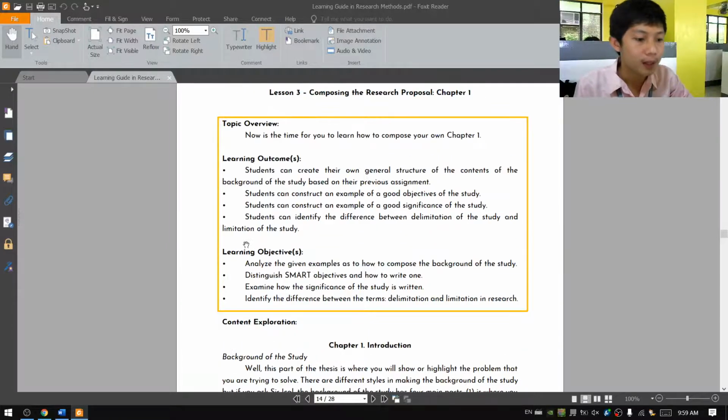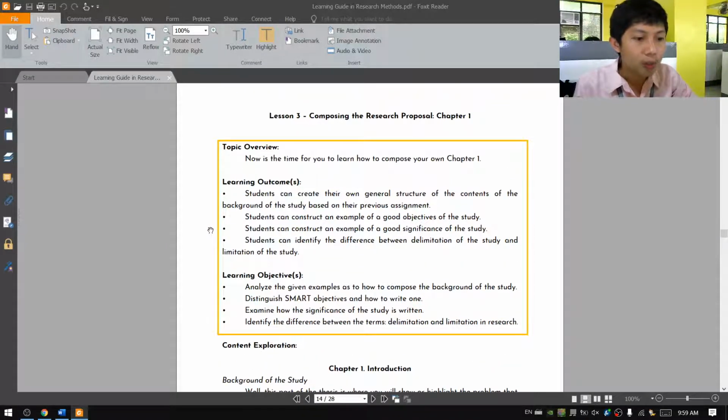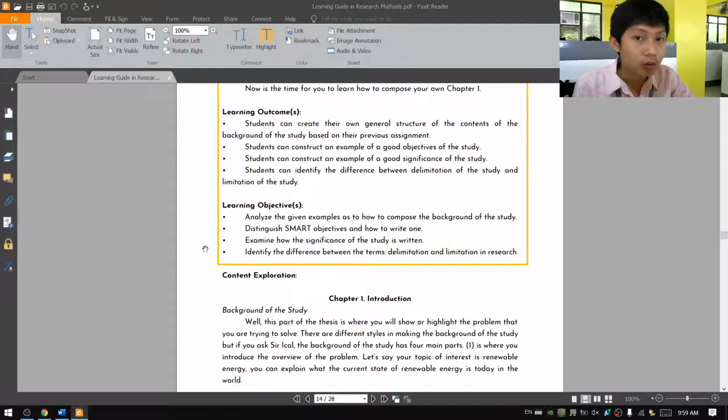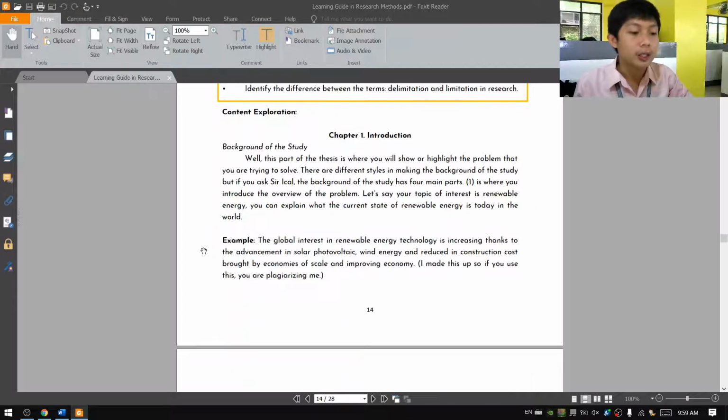Okay, so lesson 3, composing the research proposal, chapter 1. The first part of chapter 1 is the background of the study. This is where you highlight the problem that you are trying to solve. Here you tell us what the problem is, what things are being done to address it, and what your contribution is.